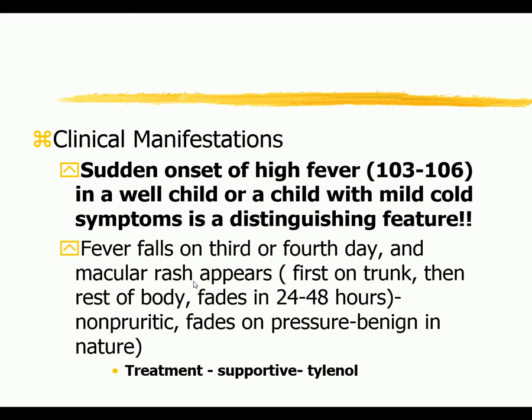Clinical manifestation, and I have bolded here, a sudden onset of high fever, 103 to 106, red flag, need to watch for febrile seizures, in a well child or a child with mild cold symptoms is a distinguishing feature. So you'll have a kid that's doing fine, all of a sudden they'll have a 104 fever with this rash that's similar to the one on page 426. The fever falls on the third or fourth day and the rash appears. It appears mainly on the trunk, then the rest of the body, and it fades within 48 hours. It is non-itching. It fades on pressure and is very benign in nature. So treatment is mainly supportive and Tylenol. Again, it kind of resembles a drug reaction appearance for the most part.